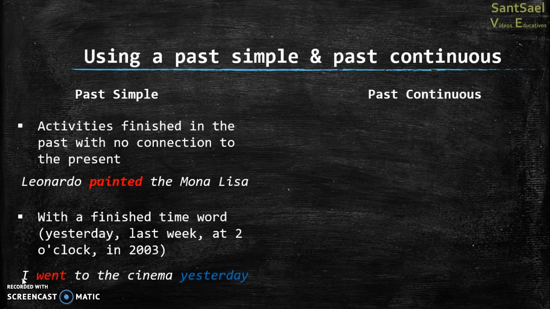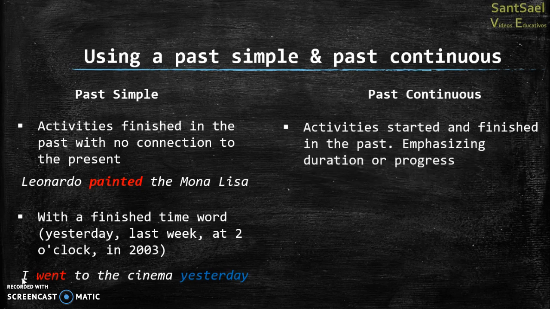On the other hand, past continuous is used when we are speaking about activities that started and finished in the past, but we want to make an emphasis, we emphasize the progress, the duration of this action. For example, he was working all night.